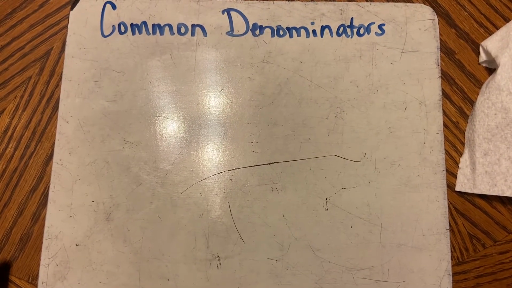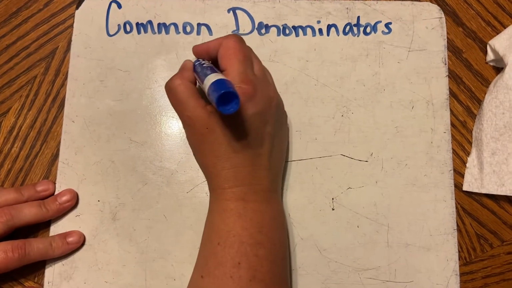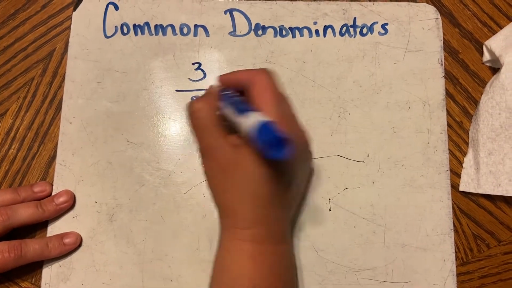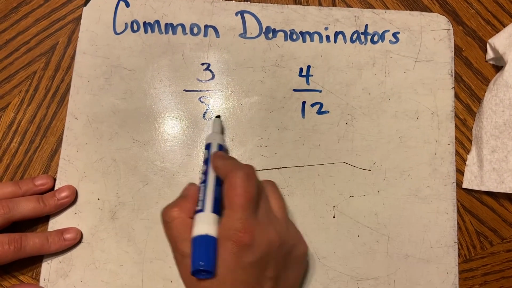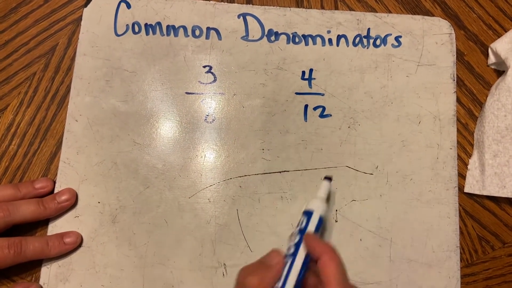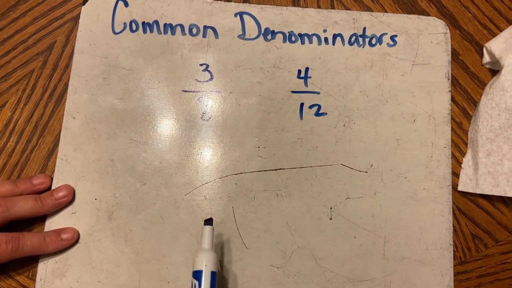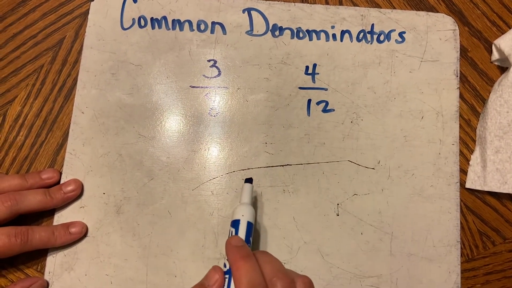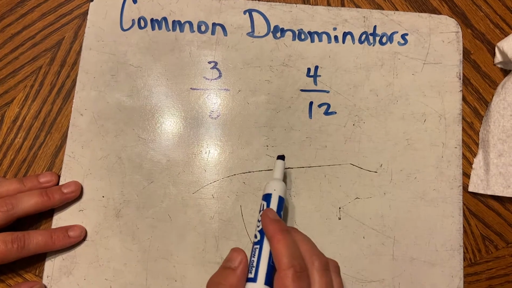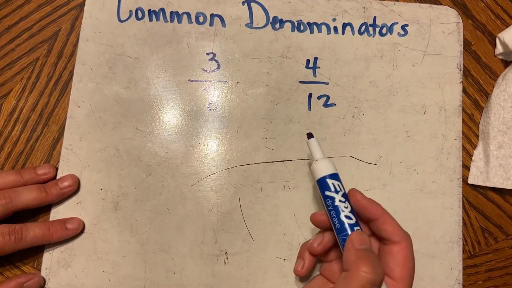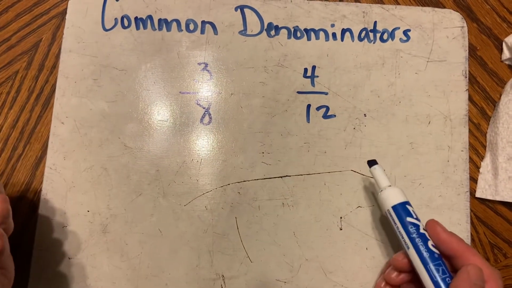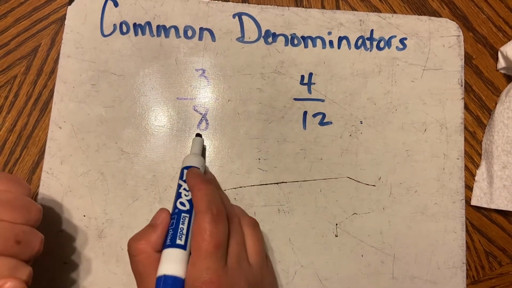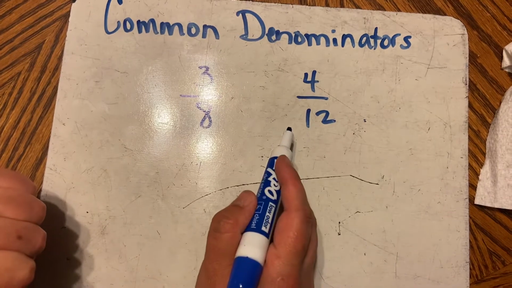So the way this works is, let's say we have 3/8 and 4/12. Right now we can see that the denominator, that's the number on bottom, is not the same. This one's 8 and this one is 12. So I want to find an equivalent fraction for each of these that will have the same number on bottom, okay? The way I'm going to do that is list my multiples of each of these.